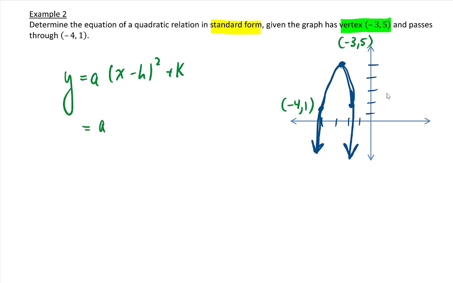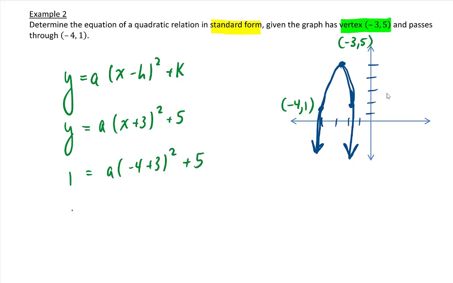So first we sub in our vertex. So that's x minus negative 3, so that's x plus 3 squared plus 5. Sub in our point, negative 4 and positive 1. So that gives us 1 equals a times negative 4 plus 3 squared plus 5.